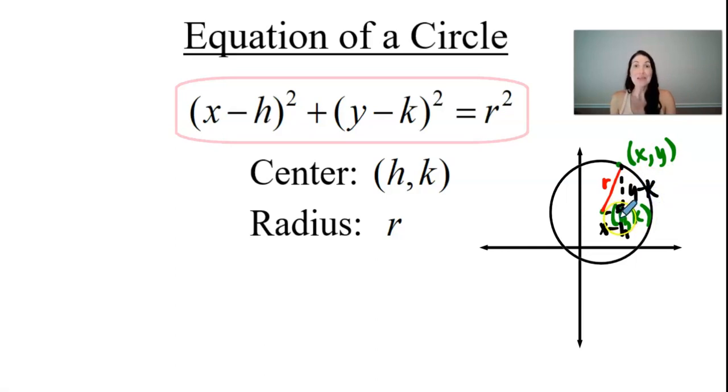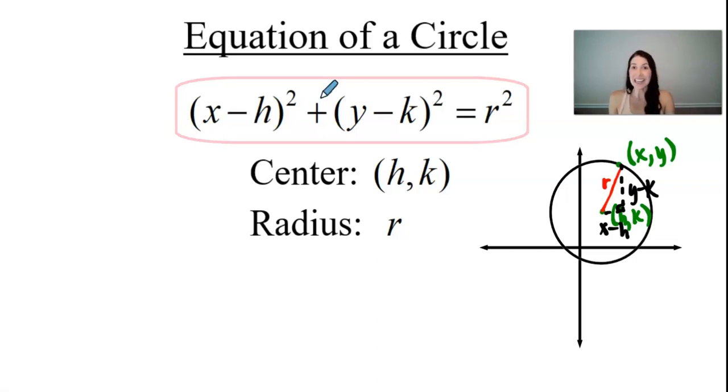All right, so here's the magic part. This formula comes from taking these side lengths and using the Pythagorean theorem, since it is a right triangle. So it would be this side squared plus this side squared equals the hypotenuse squared, which we have right here. If you'd like to watch a video about the Pythagorean theorem, click here to see that video.